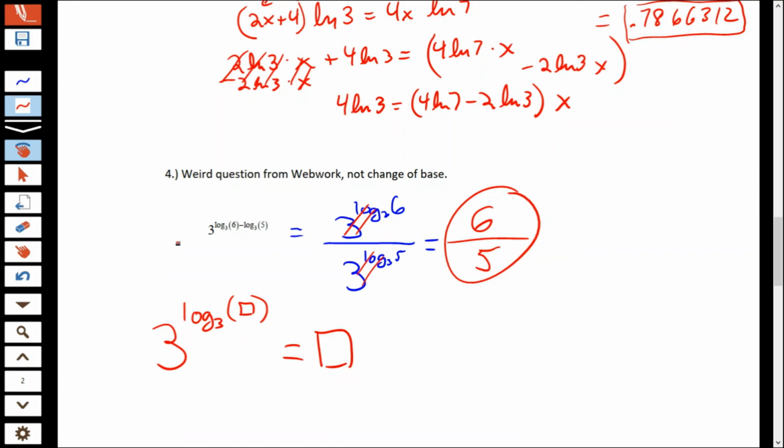Just be careful if there's any number that's in front of the log in the original expression. If there was any coefficient here, you could bring that up as an exponent. That's on the first log or the second log, so you might have to watch out for something like that.